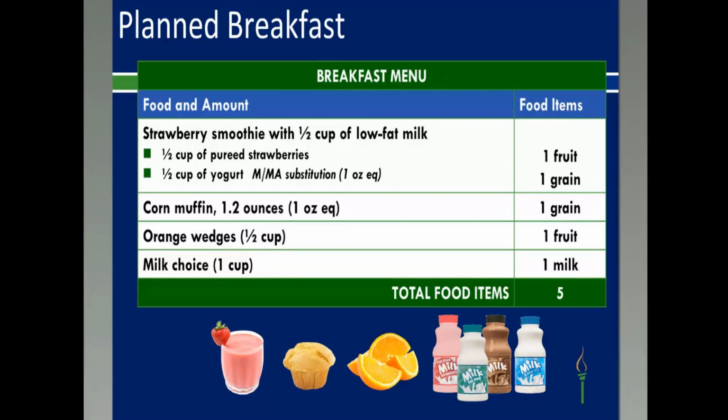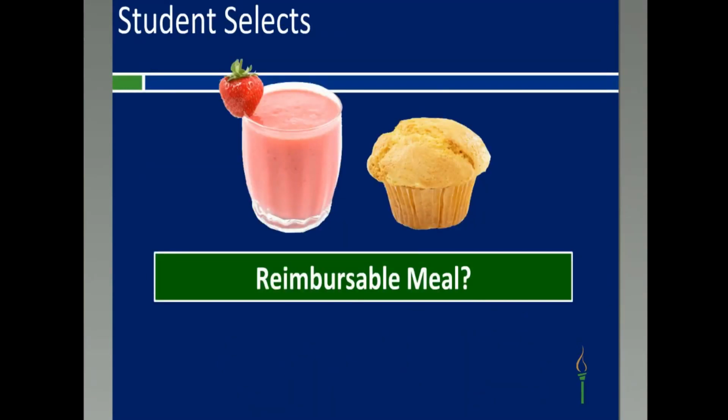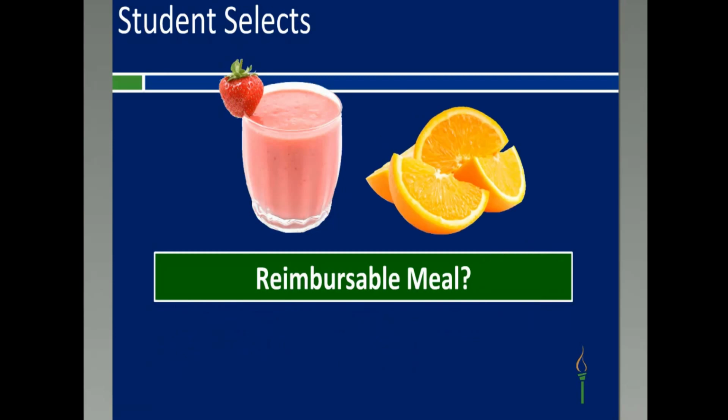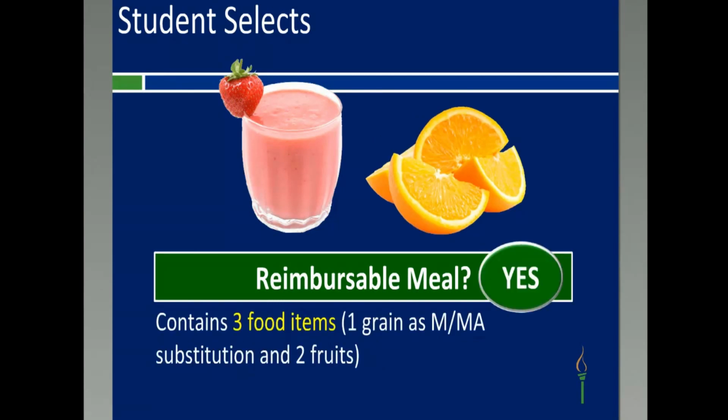Then the student has the option of taking a half cup of orange wedges, and they have a 1 cup milk choice. If the student takes the smoothie and the muffin, they can count this as a reimbursable meal since they are taking 3 food items, 2 grains, including the meat alternate substitution, and 1 fruit.